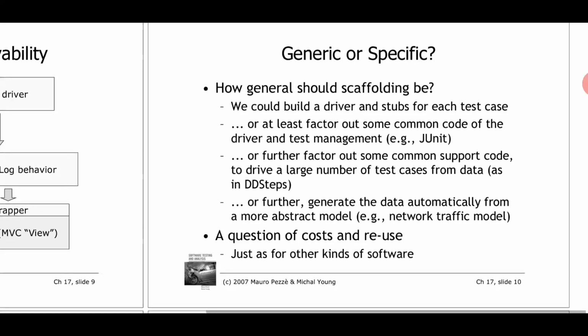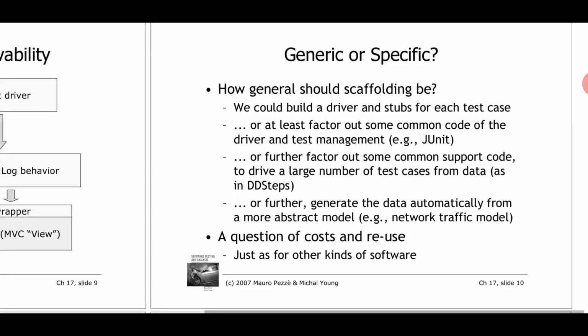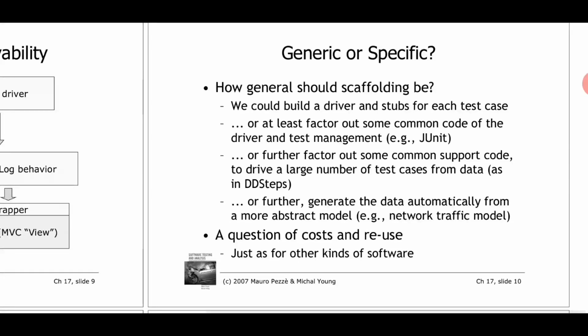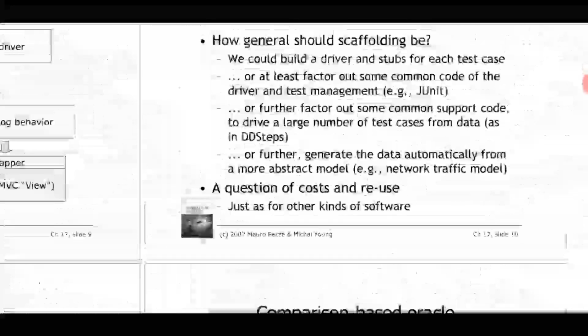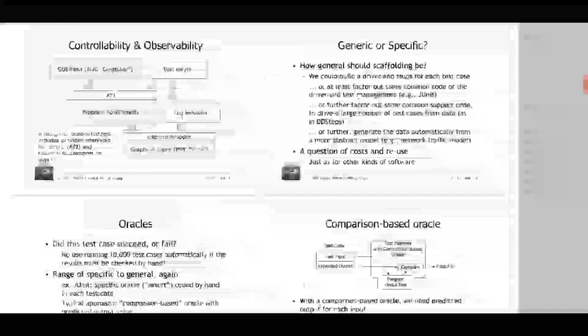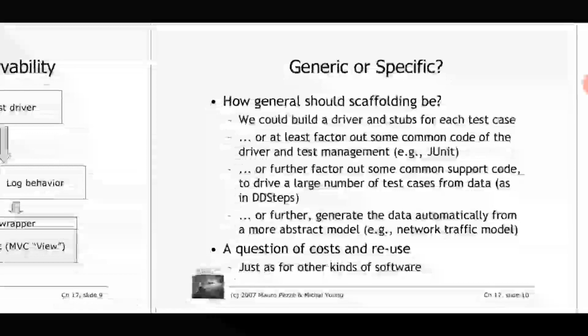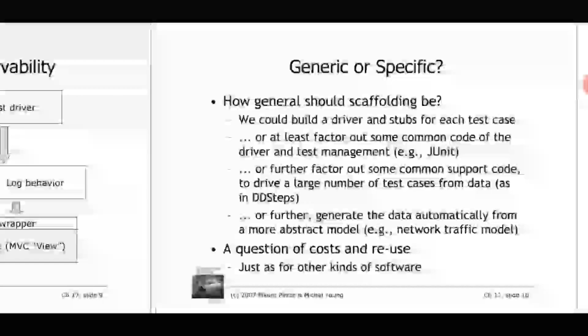Questions of cost and reuse will come into the picture when you are using general scaffolding, just as for other kinds of software. Now, what exactly does specific mean? We know exactly what general scaffolding is: general scaffolding means how we can generally do things. What exactly is specific scaffolding?